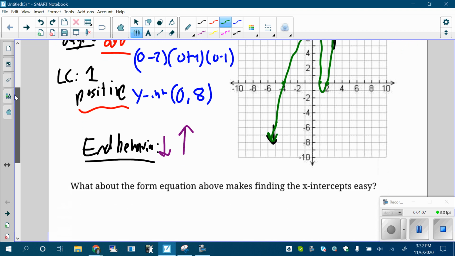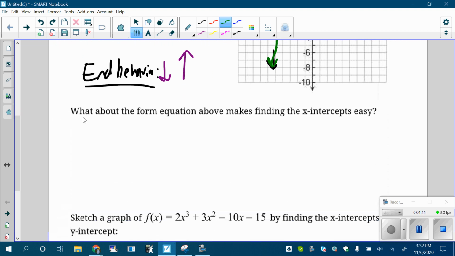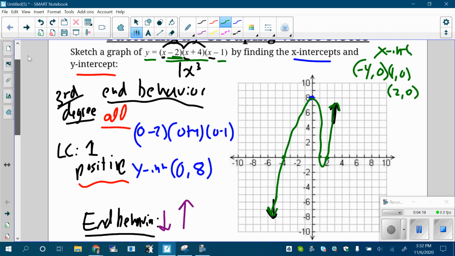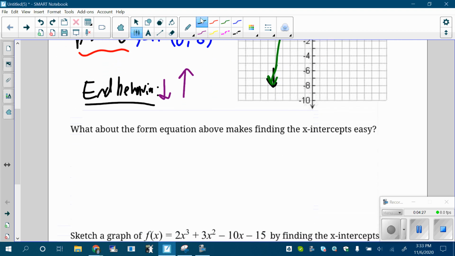The new thing I want to talk about is related to this idea. What about the form of the equation in that problem makes finding the x-intercepts so easy? Well, it was that it was all factored already. It was beautifully factored out for us. Okay? So the reason that last problem was so easy is because it was already factored.